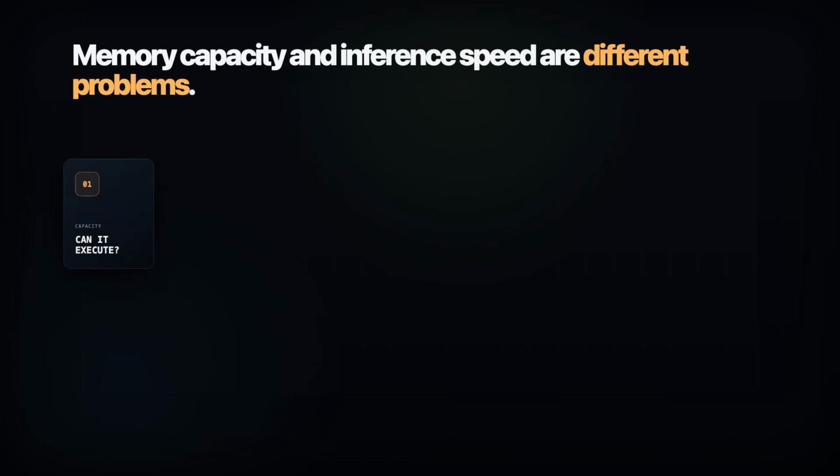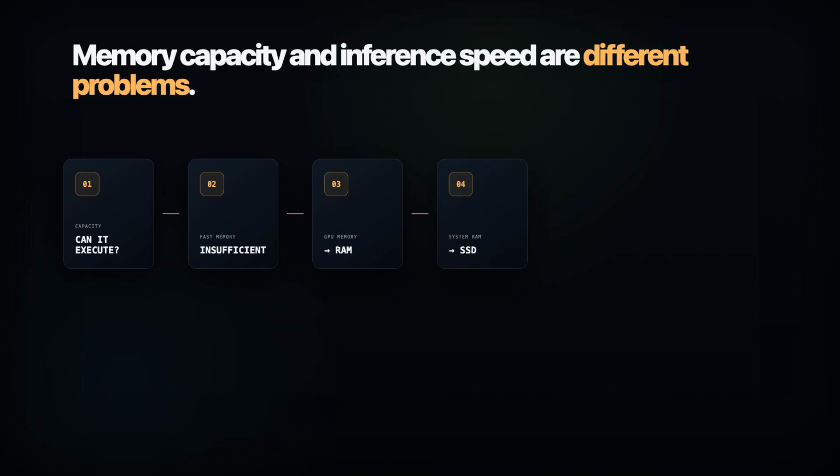Because Colibrì is showing that memory capacity and inference speed are two different problems. Traditionally, if a model does not fit into memory, you simply cannot run it. Here, insufficient fast memory does not necessarily stop inference. It moves more weights down the hierarchy, from GPU memory to system RAM, from system RAM to SSD. You pay for that movement with speed, but the model can still execute, and as you give it more memory, the exact same approach gets progressively faster.